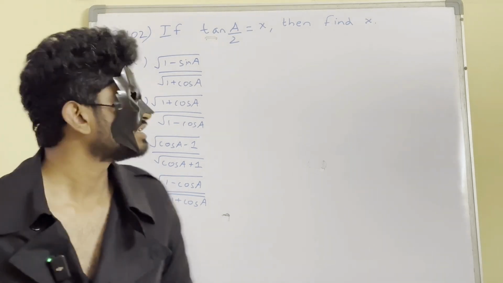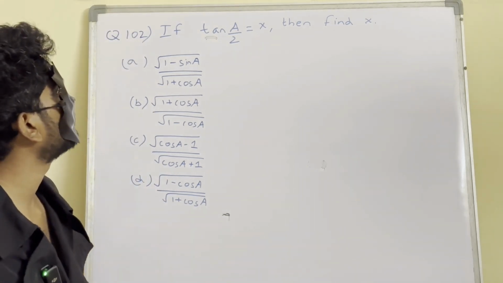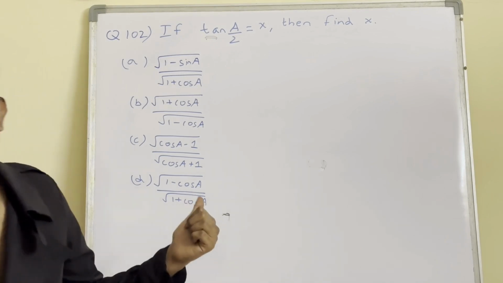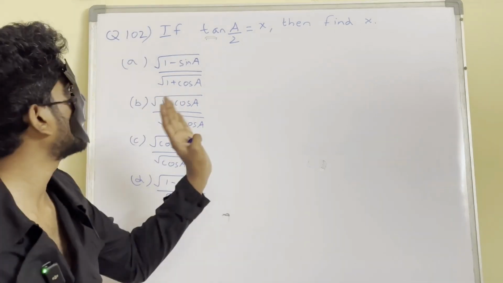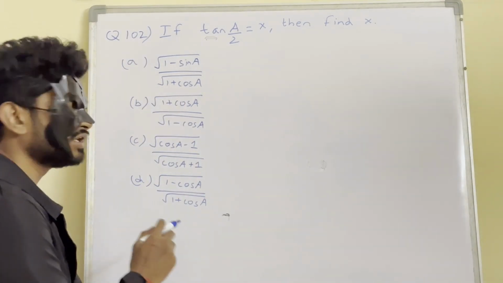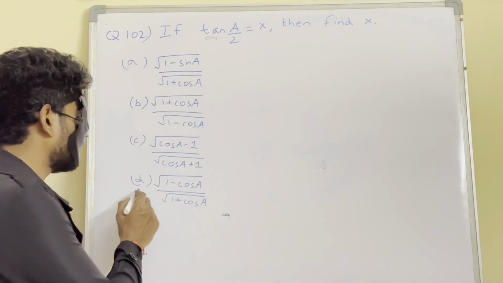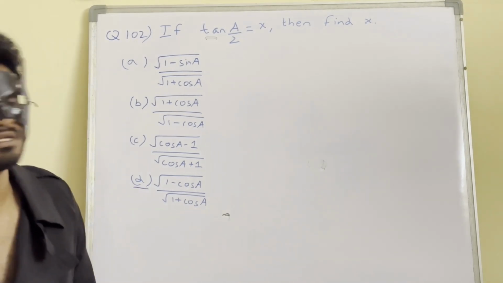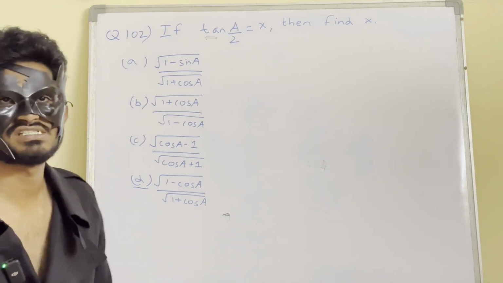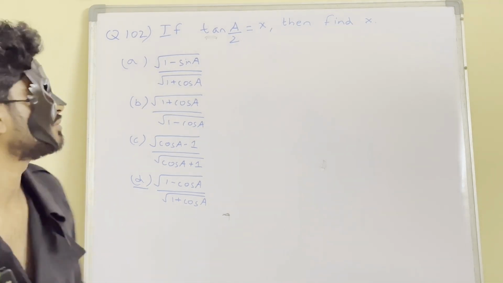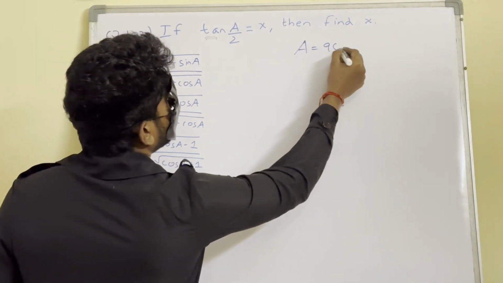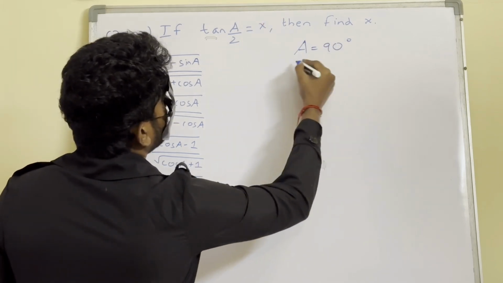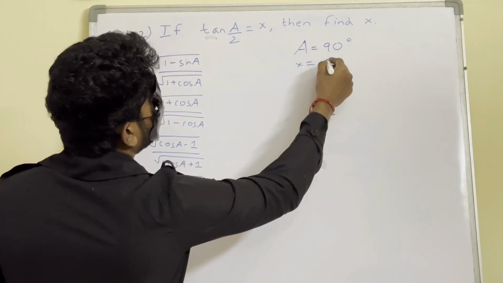So superhumans, next question is, if tan A by 2 is equal to x, then find x. I already taught you the formula that tan A by 2 is nothing but under root of 1 minus cos A by 1 plus cos A. So you must be able to directly mark option D. But in case in exam if you forget this formula, then we'll use the substitution method. Let's substitute A is equal to first say 90 degrees. Then you will get x is equal to tan 45 as 1.